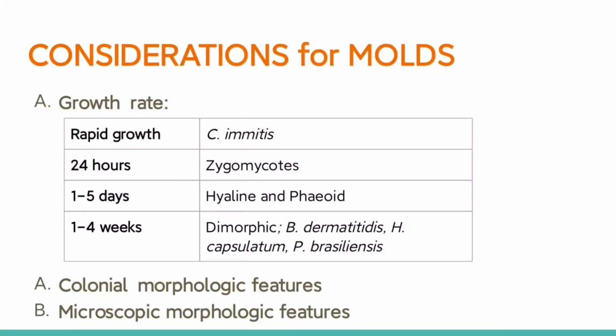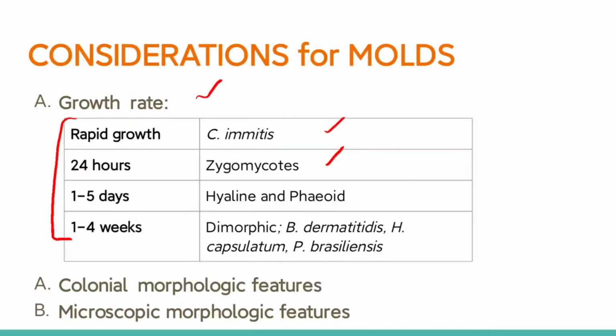So, sa molds, tatandaan nyo, yung mga na-discuss natin previously, no? Especially sa mga mycoses. Number 1 is growth rate. So, ito yung mga common na nag-growth. Rapid growth for your Coccidioides immitis. After 24 hours, mag-grow na yung mga zygomycetes. 1 to 5 days for your hyaline and phaeoid mycoses, no?